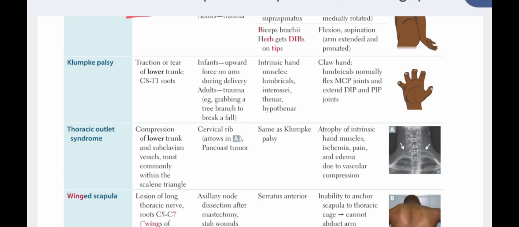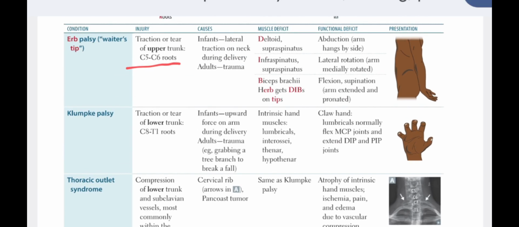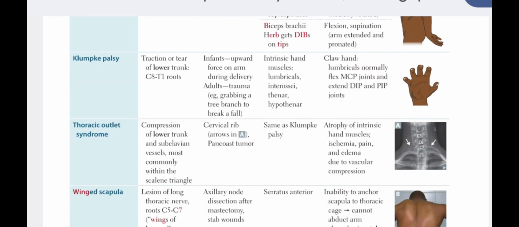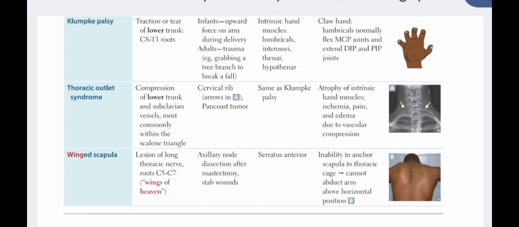adults due to trauma. The main involvement of the muscles is the intrinsic hand muscles such as lumbricals, interossei, thenar, and hypothenar muscles. This results in the formation of claw hand because the lumbricals normally flex the MCP joints and extend the DIP and PIP joints, but this function is lost during Klumpke paralysis, resulting in a claw hand.